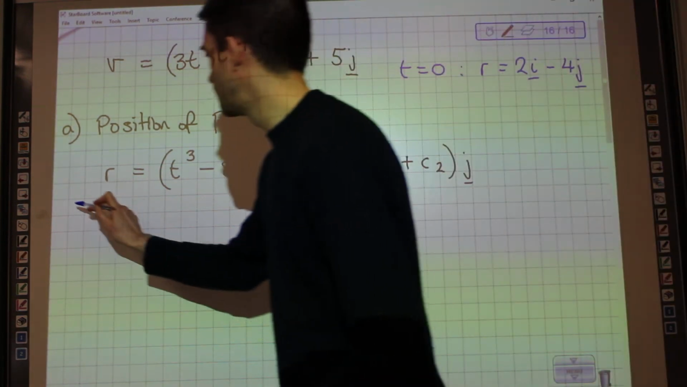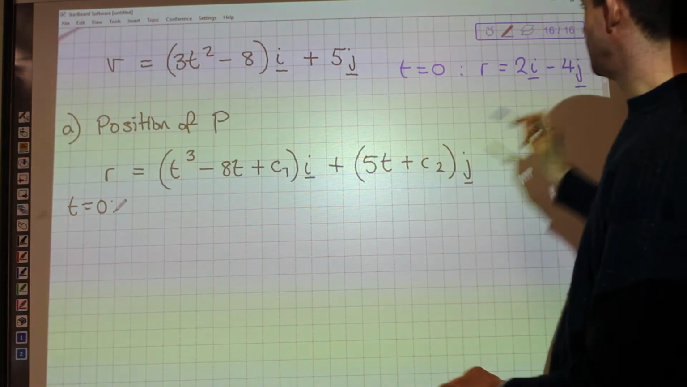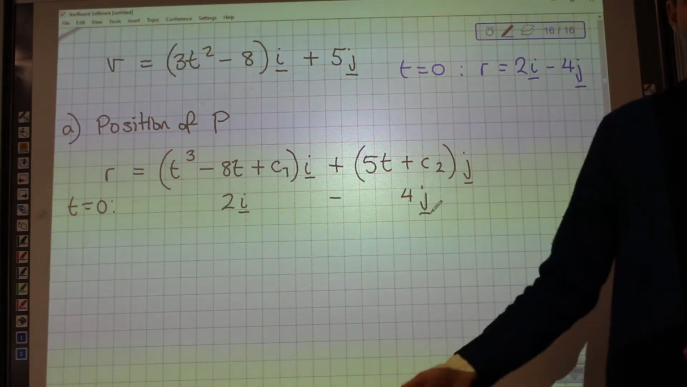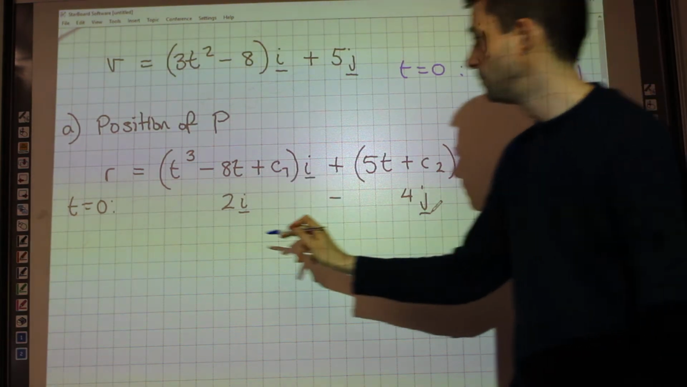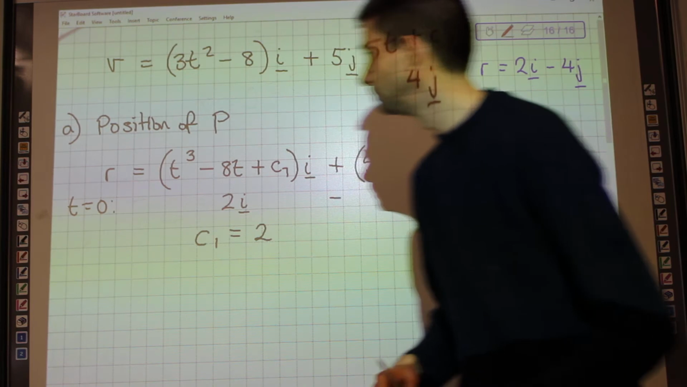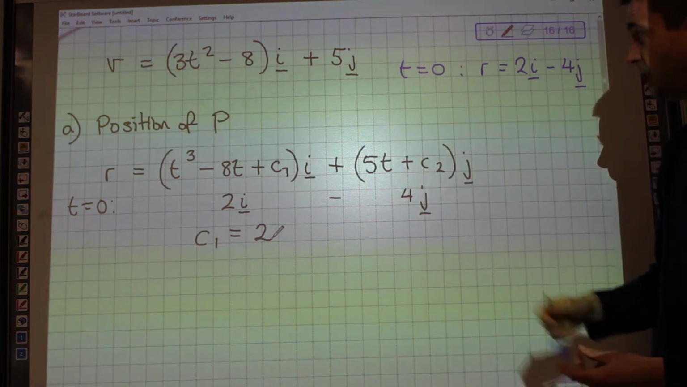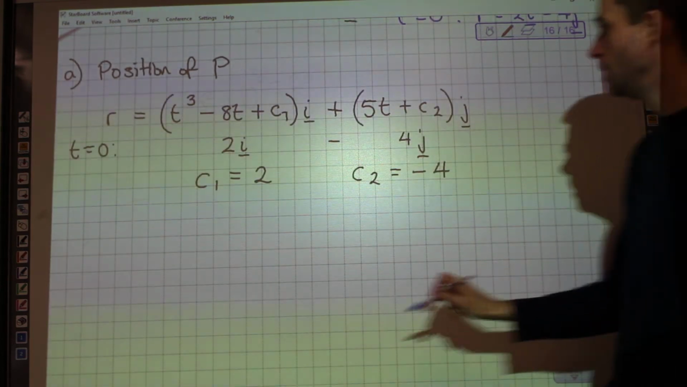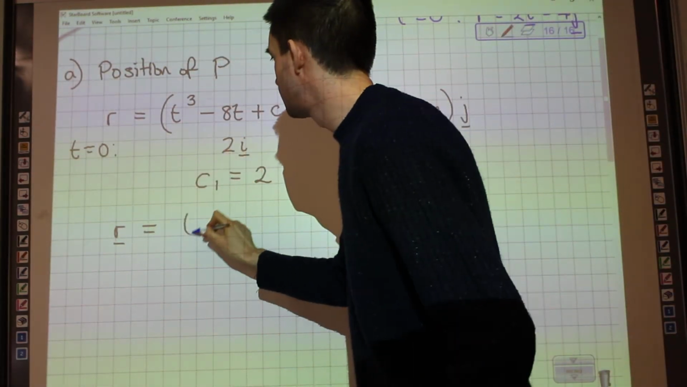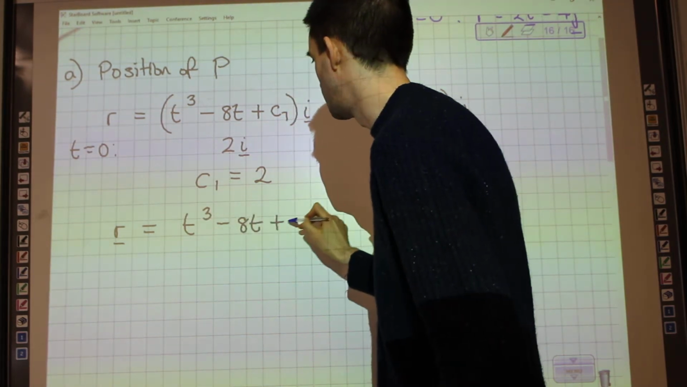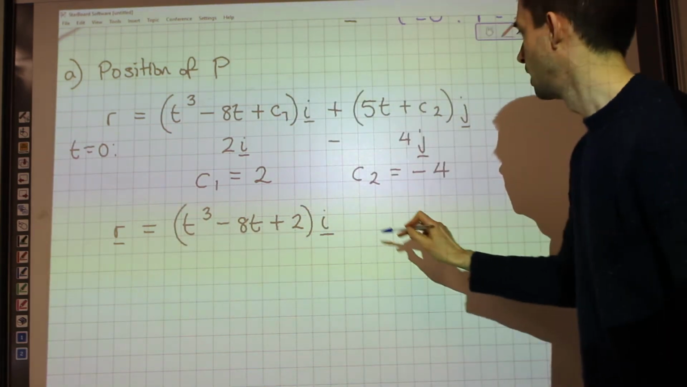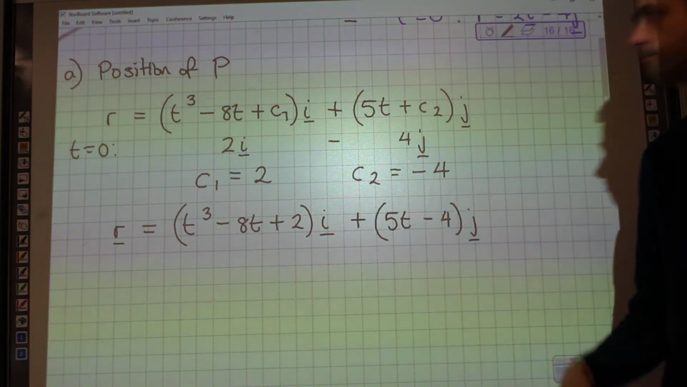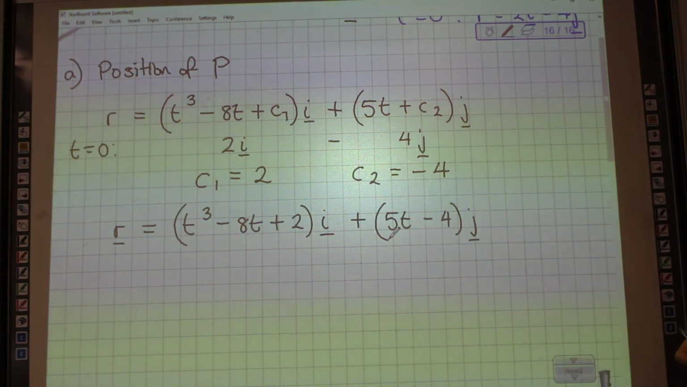Now we're told that when t equals 0, what we have is 2i minus 4j. If you substitute t equals 0 in here, you're just going to be left with c1. So therefore c1 equals 2. And if you substitute 0 into here, you're just going to be left with c2. So we've got c2 equals negative 4. Which means that our position vector r is (t cubed minus 8t plus 2)i plus (5t minus 4)j. Meters, this is position. Nice and gentle.